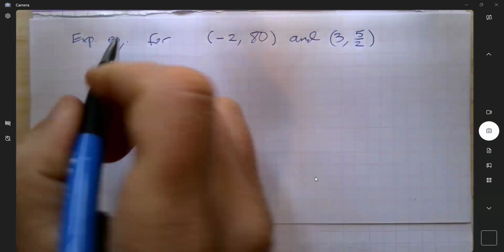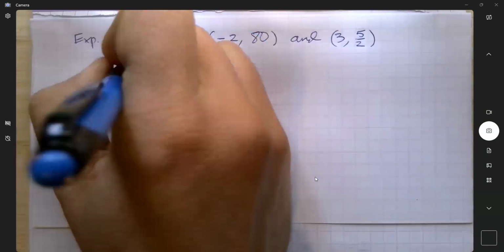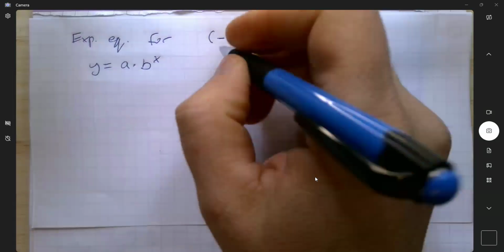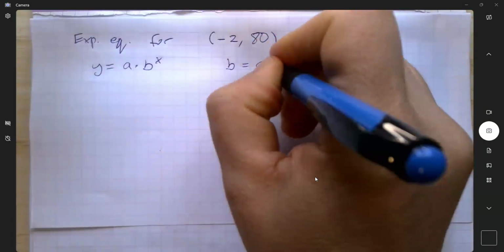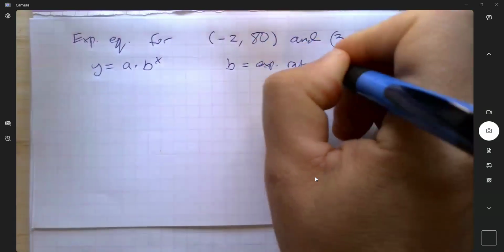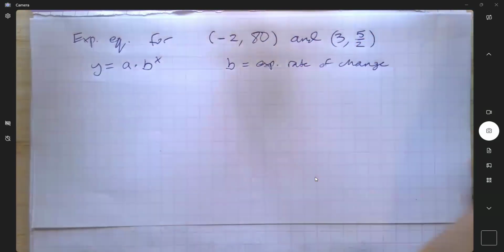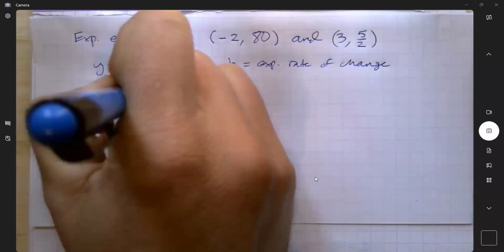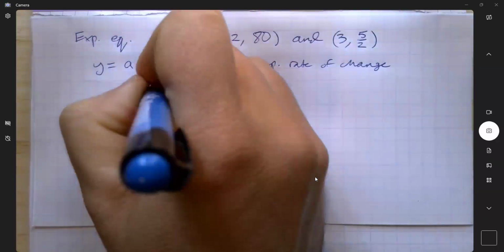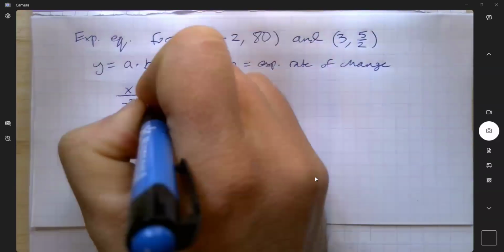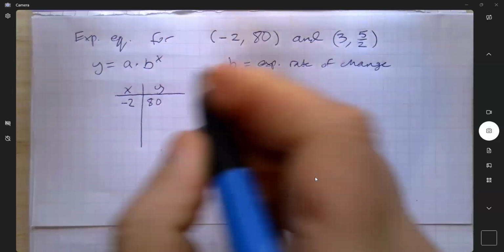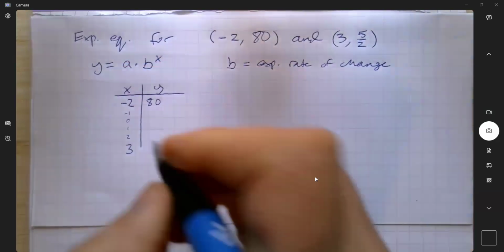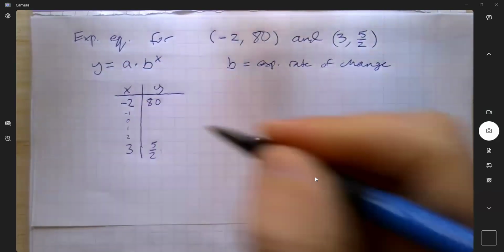So if I know I want an exponential equation, the first thing I'm going to do is remind myself what it looks like. A times b to the x, where b is the exponential rate of change. So that's what I'm going to find out first. And I'll build my table. I have a -2 and an 80, and then I'm going to count up to 3: -1, 0, 1, 2, 3, and 5/2.